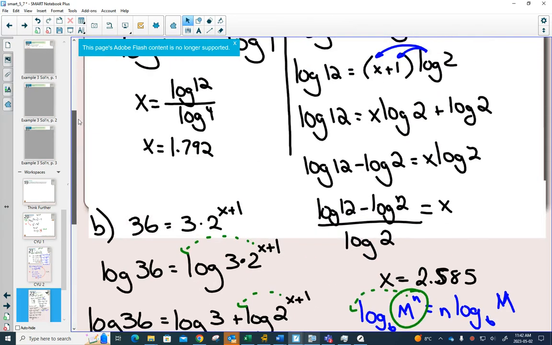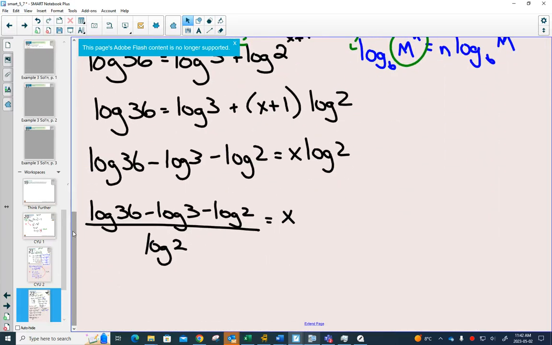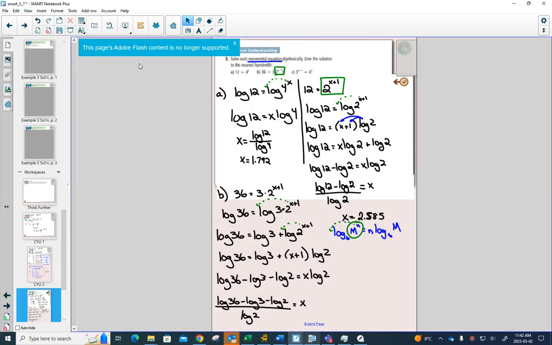And I want to point out, I'm going to zoom out here so we can see everything. We've done a lot of work on this page. I want to point out that in the second method, you end up with log 36 minus log 3. And in the first one, you just had log 12. What's your log law for subtracting? You could combine it, right, to be dividing. And if you combined it to be dividing, you would get 36 divided by 3, which would give you the 12. The same thing.